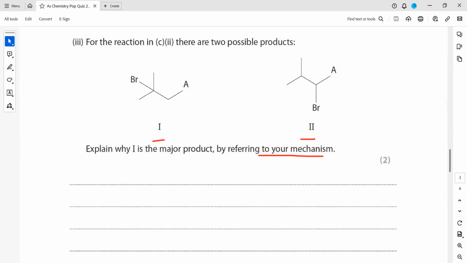Why will it be a tertiary carbocation? Because when this has a positive charge here and this has a positive charge here, this is a secondary carbocation because there are 2 carbon chains here, and this is a tertiary carbocation.